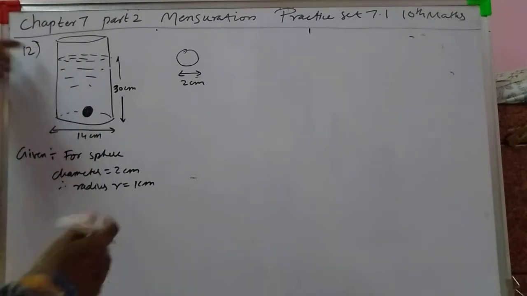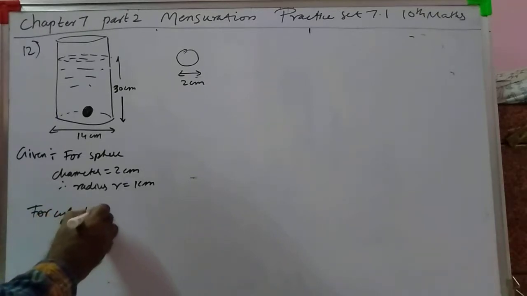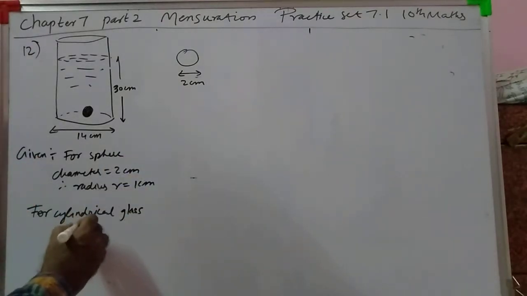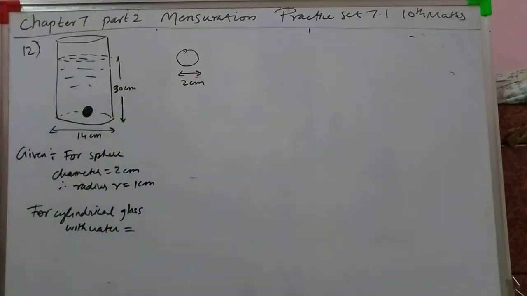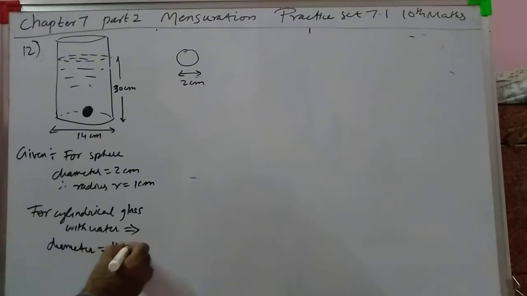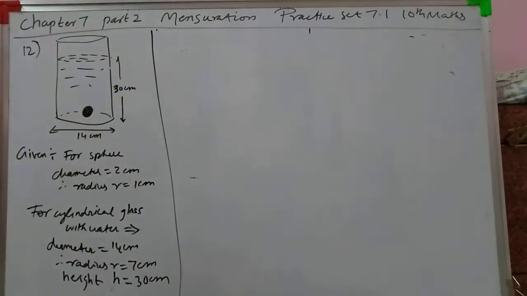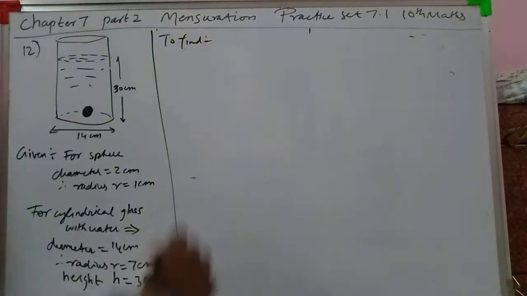Then after that you have to calculate for this glass. So for the cylindrical glass with water, diameter is given as 14 centimeter. Therefore, radius r is equal to 7 centimeter. And height of water is also given, height of water 30 centimeter. What do you want to find? You have to find the volume of water.